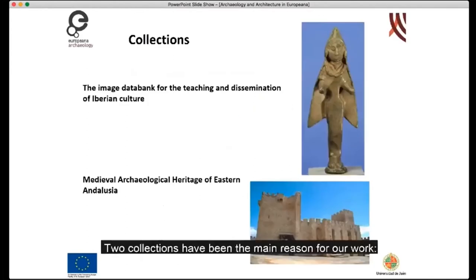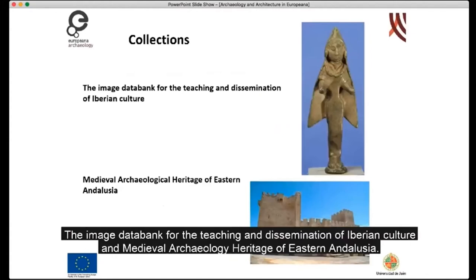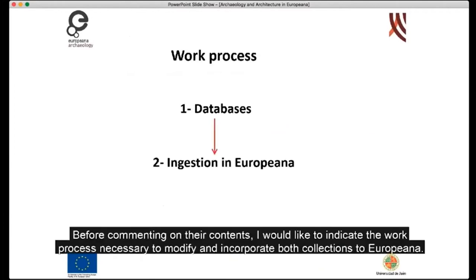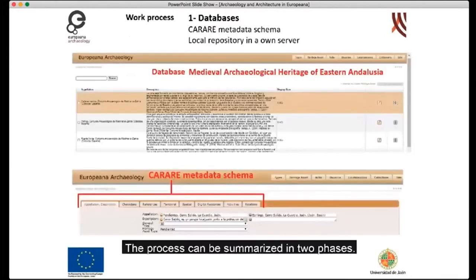Two collections have been the main reason for our work: the image databank for the teaching and dissemination of Iberian culture, and the medieval archaeological heritage of Eastern Andalusia. Before commenting on their contents, I would like to indicate the work process necessary to modify and incorporate both collections to Europeana. The process can be summarized in two phases.